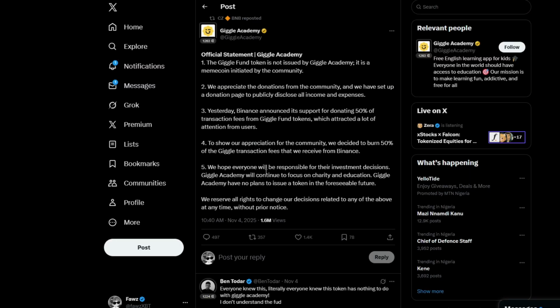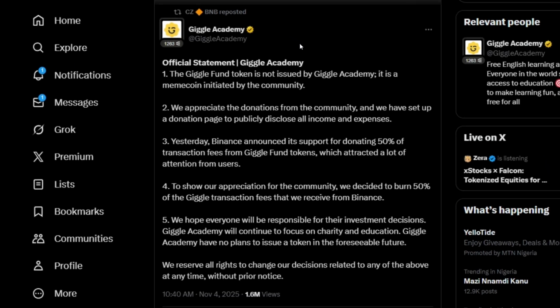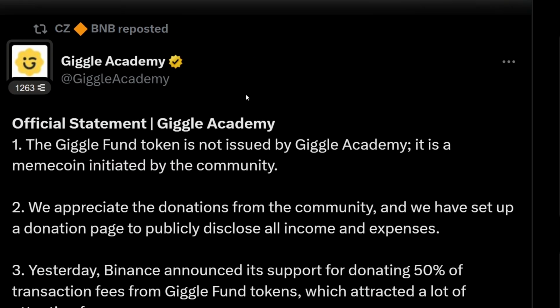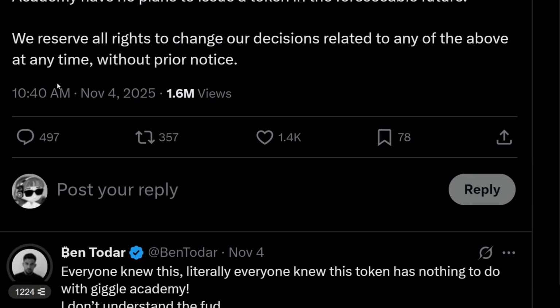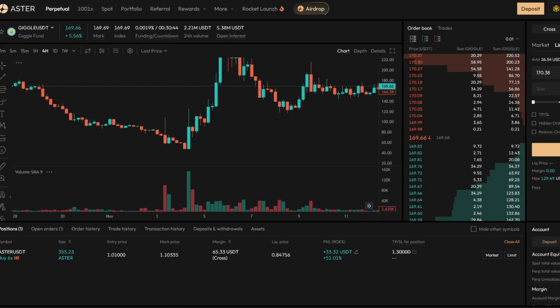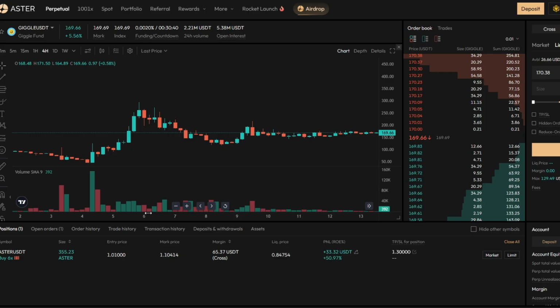So this is how informational trading works, right? This tweet right here was put out at 10:40 a.m. on November 4th, 2025, and you can see that it was retweeted by CZ. Zoom into this real quick. It was retweeted by CZ right here and it was posted 10:40 a.m. November 4th, 2025. Now, going over to the Asta trading platform, which is where I trade my futures and most of my trades.